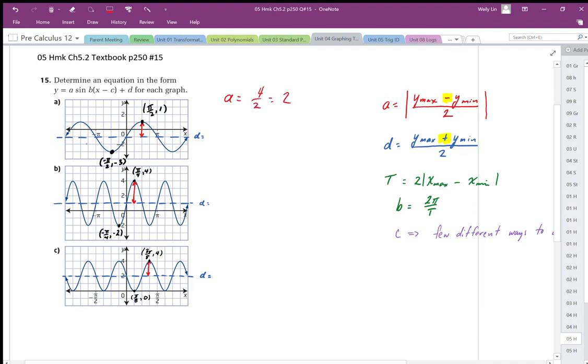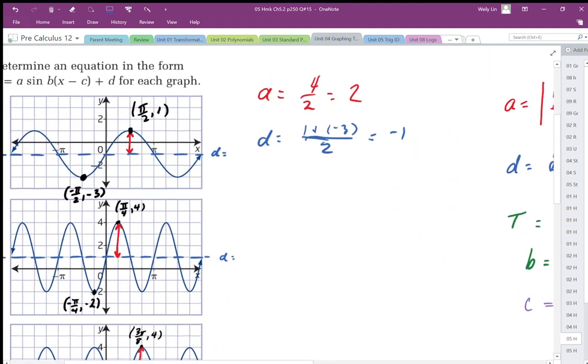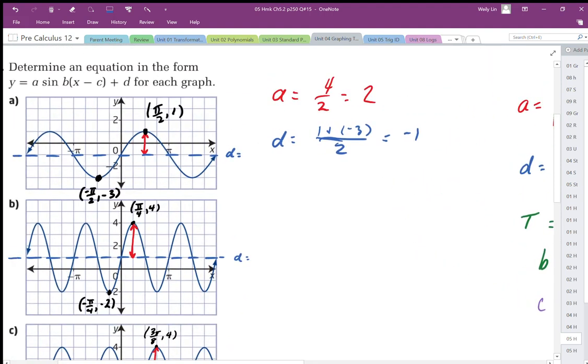For the d, we can see that it's at negative 1. But we can also use our formula. So d is equal to 1 plus negative 3 divided by 2, and that's going to give us the negative 1 value of d. So in this case, d is equal to negative 1. I'm just going to erase that. It looks a little messy over here.